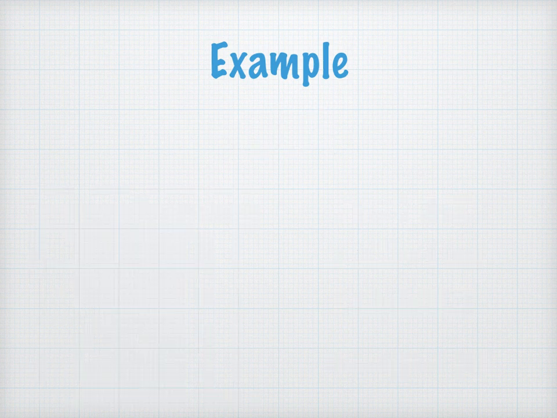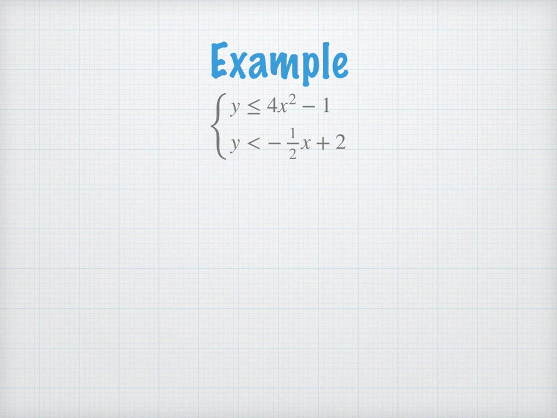Let's go ahead and look at another example. We're going to look at an example here where we may not have straight lines for all of our inequalities, and that's okay. We know how to graph some parabolas, so I might throw some parabolas in there for you to work with.